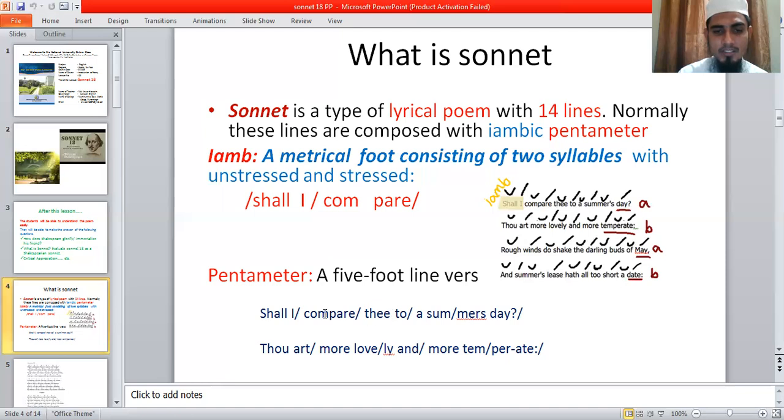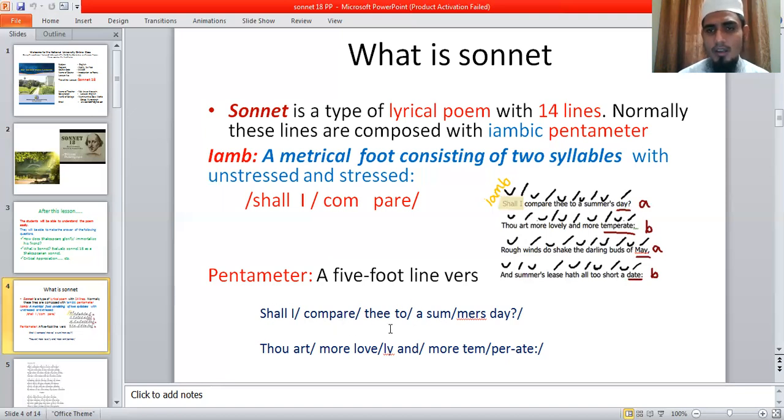And every meter consists of two syllables. The first one is unstressed and the second one is stressed. That is why it is called iambic. So iambic pentameter means the line where there are 5 foot and every foot has two syllables. The first one is unstressed and the second one is stressed. Then it is called iambic pentameter lines.